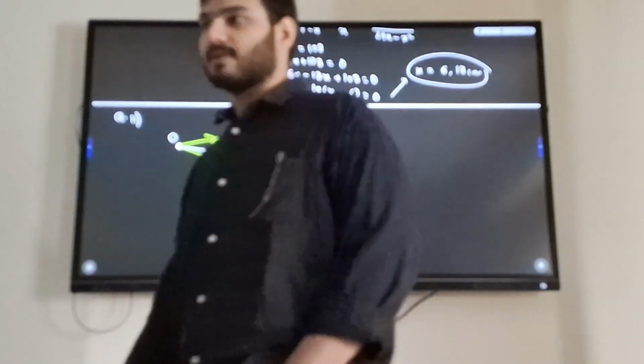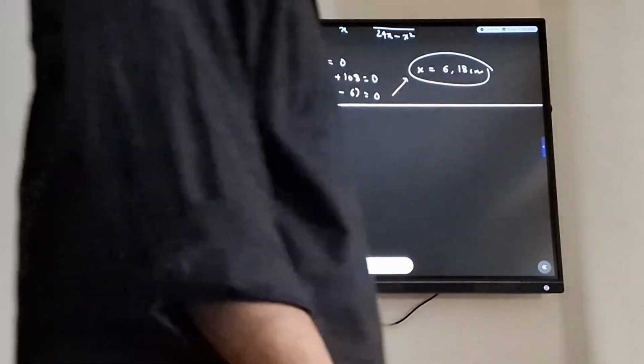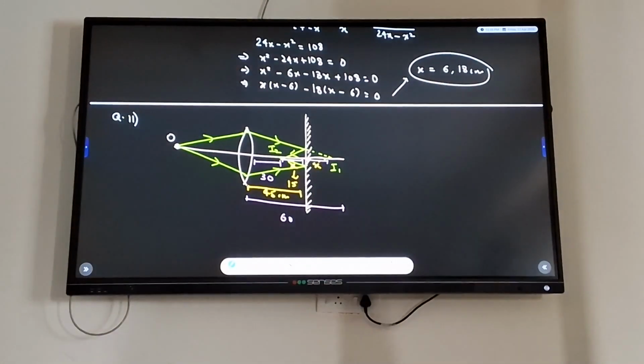Question number 12. Along the same axis. Their optical centers are along the same principal axis. That is what they are saying.